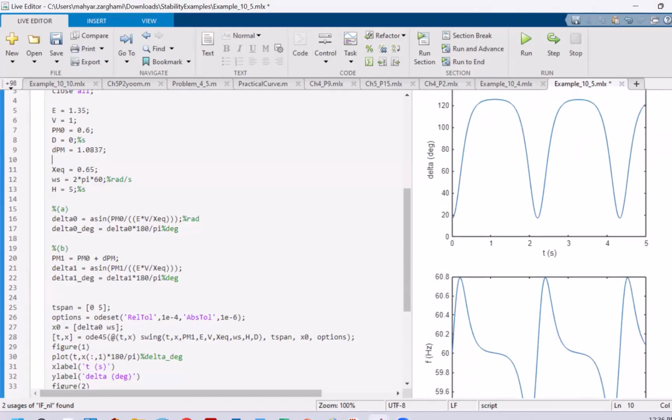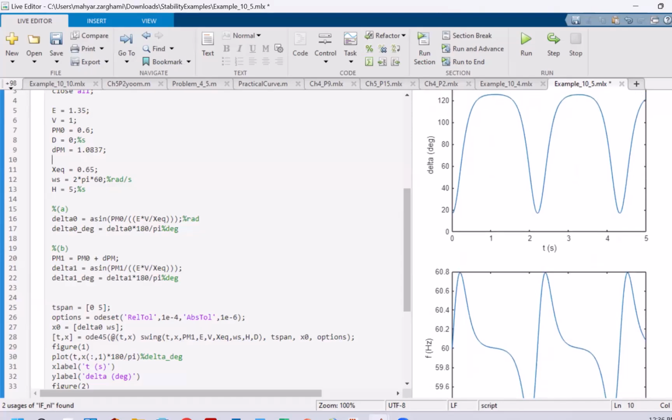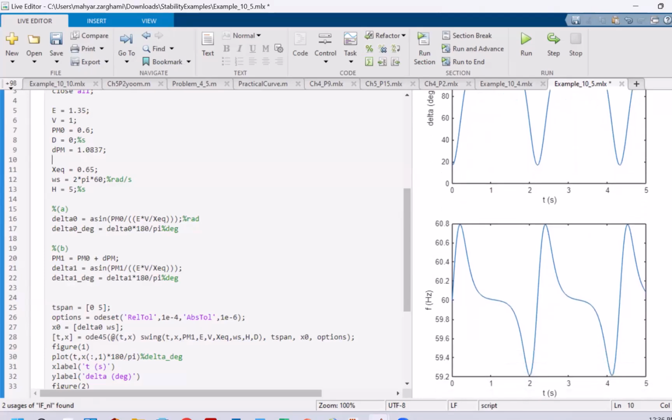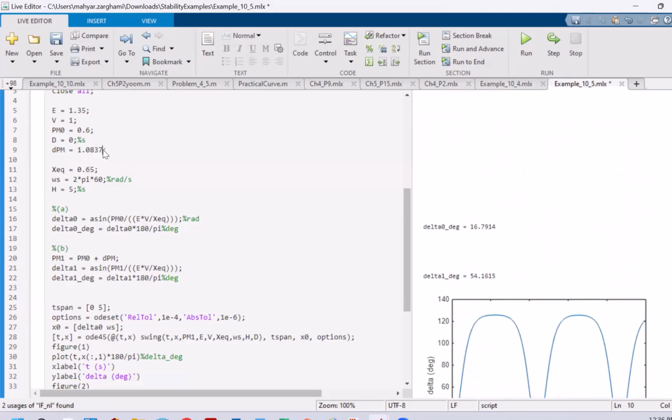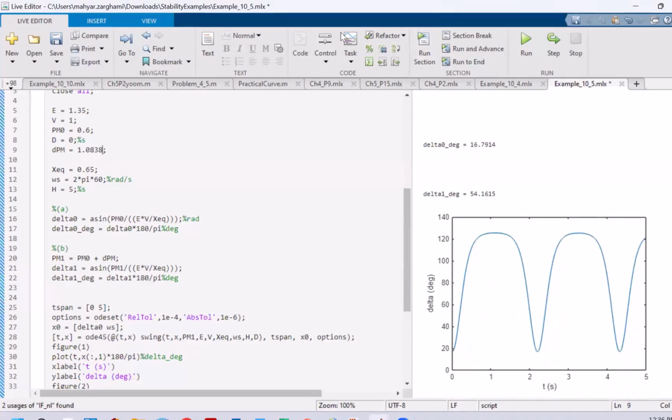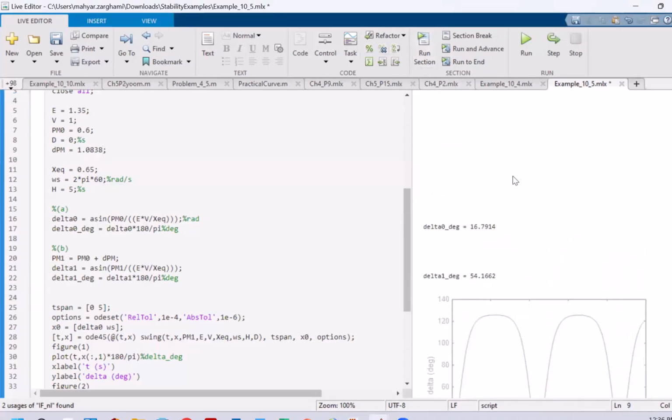Now, if you make this delta PM a little bit smaller and run the simulation again, you will see that you still get basically bounded results, even though the damping is 0. Since you have bounded results, this means that the system can remain stable. But really, this is the borderline. If you put 8, then there is nothing you can do. The system becomes unstable.